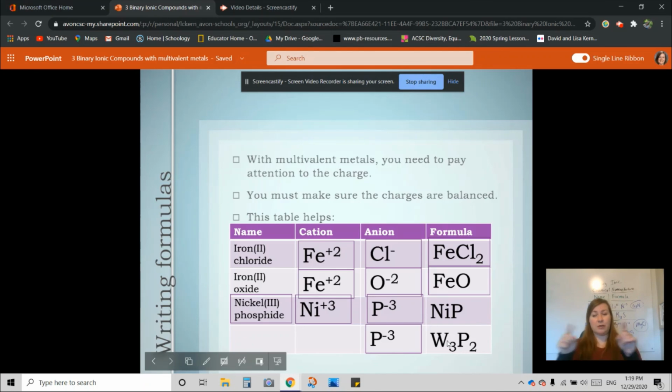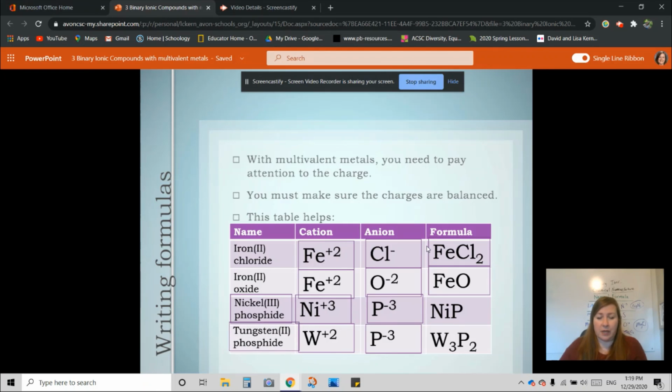And if you think in terms of the crisscross method, we're crisscrossing backwards. So we're taking that 3 that's on the W here, and it becomes the charge on the P. So what must the charge be on the W? Well, it must be 2. So this is going to be called tungsten 2 phosphide.